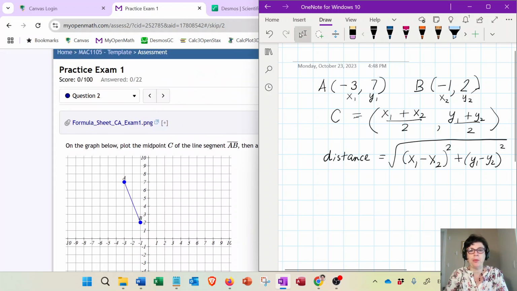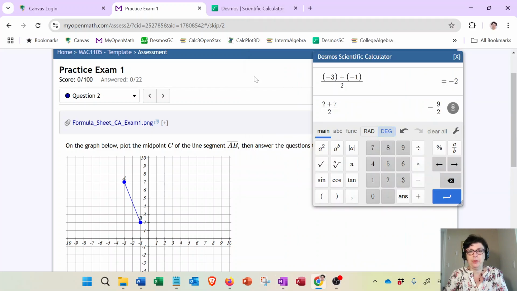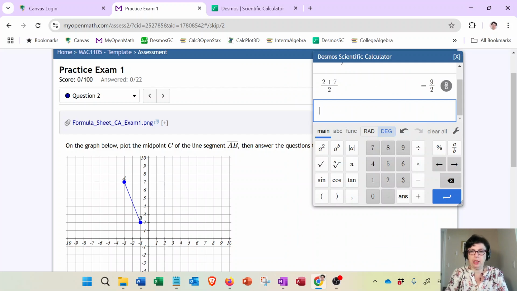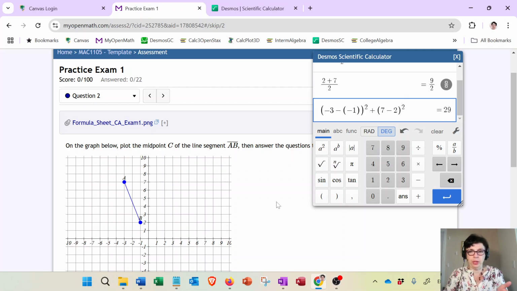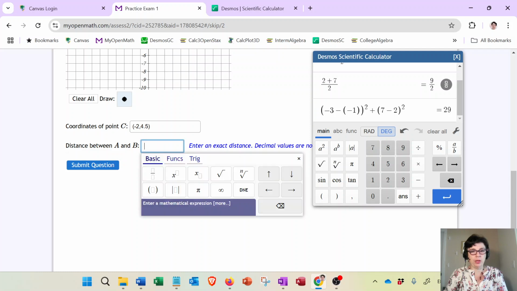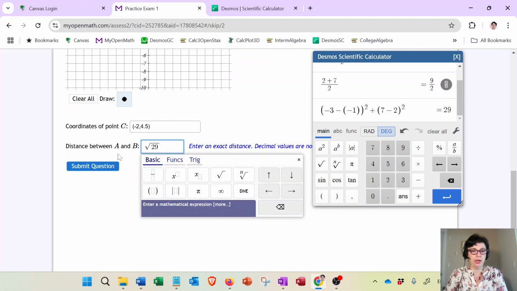So just go ahead and compute this expression on the calculator and then take the square root at the very, very end. Okay, so let's do that. So let's take the first x coordinate, which is -3, and this time we subtract the other x coordinate, which is -1. Okay, and when I'm subtracting, put in parentheses around -1, squaring that, plus. Now we take the y coordinate, so that would be 7, subtract the other y coordinate, that's 2, square that. So that is 29.